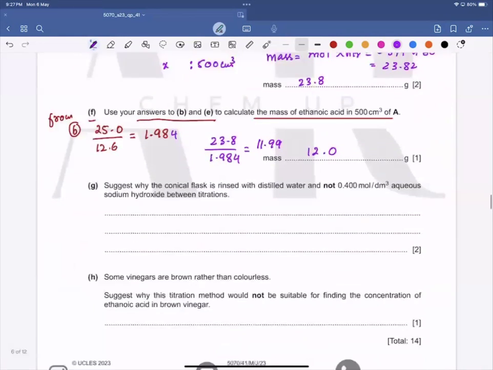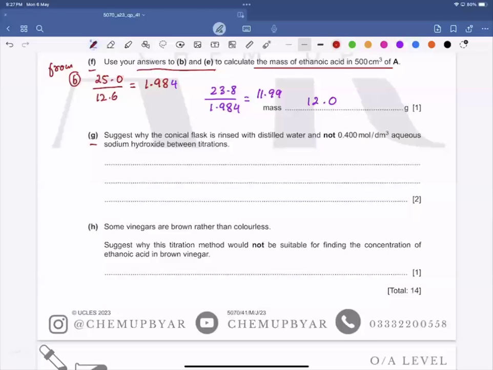Okay. Now, part G: suggest why the conical flask is rinsed with distilled water and not with 0.4 mole per dm cube aqueous sodium hydroxide between titrations. Because if you see, in the conical flask we would not measure. The measurement is taken in the pipette or in the burette, and after measuring in the pipette, we transfer it into the conical flask.